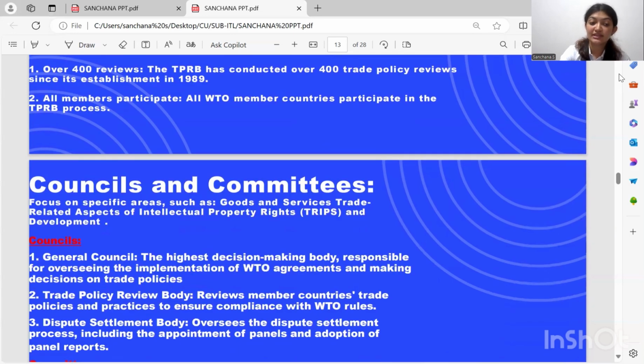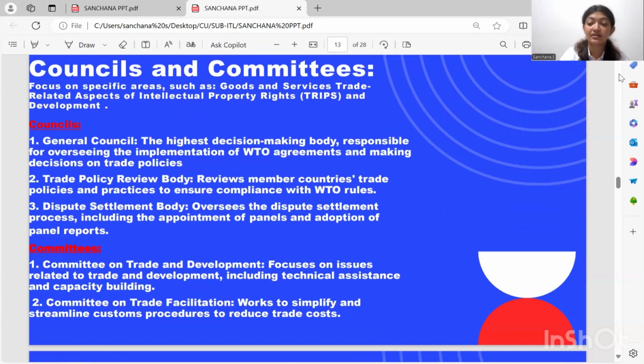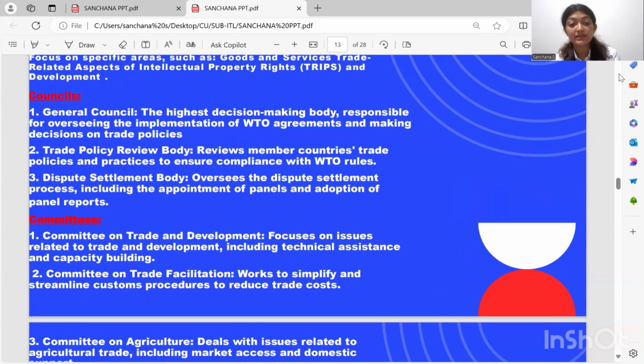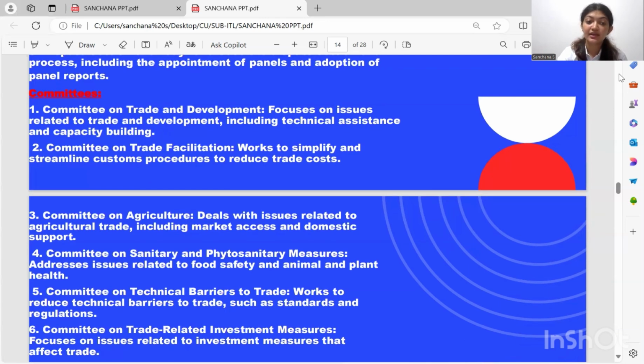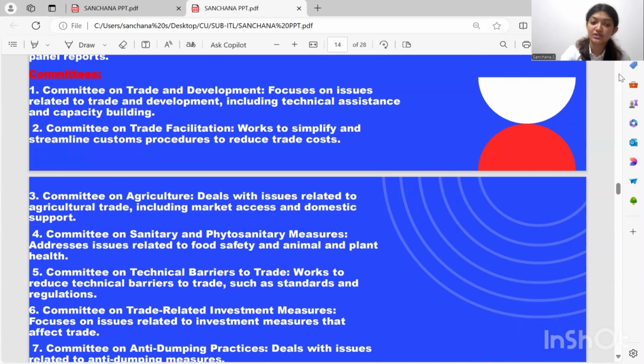Moving on to the councils and committees. There are various councils under the WTO: the General Council, the Trade Policy Review Body, as we just saw, the Dispute Settlement Body, and now moving on to the committees. Committee on Trade and Development focuses on trade development, including technical assistance and capacity building. Committee on Trade Facilitation tries to streamline customs procedures to reduce trade costs.